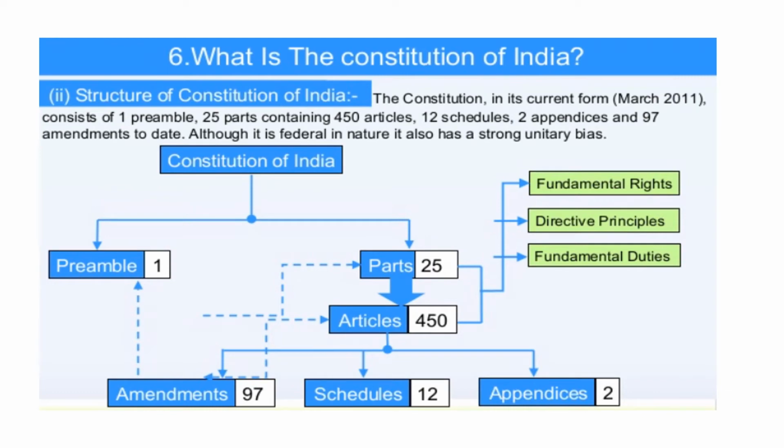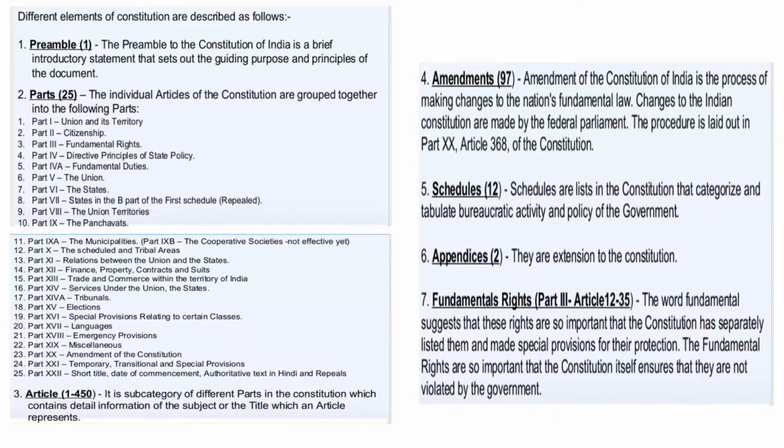The Constitution in its current form consists of one preamble, 25 parts containing 450 articles, 12 schedules, 2 appendices and 97 amendments to date. Although it is federal in nature, it also has a strong unitary bias. The different elements of the Constitution are described as follows.